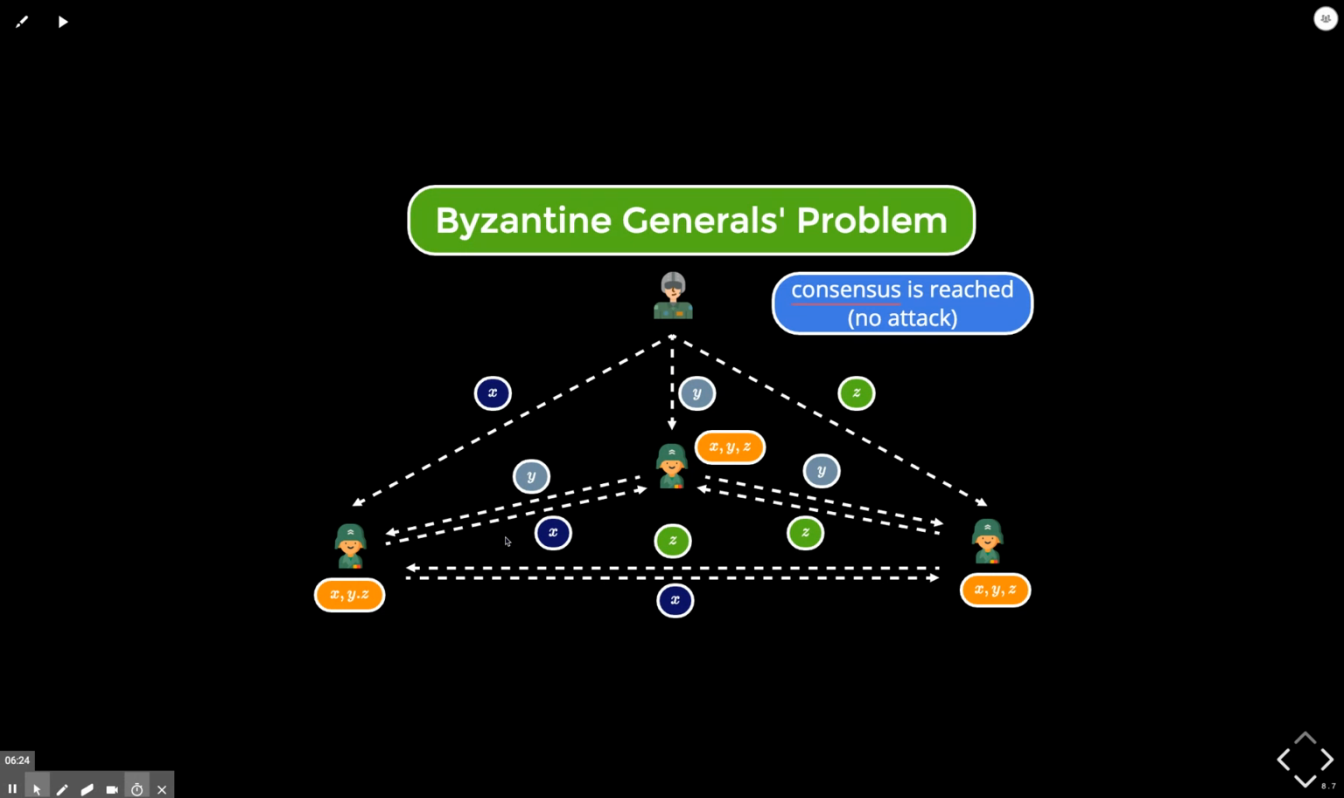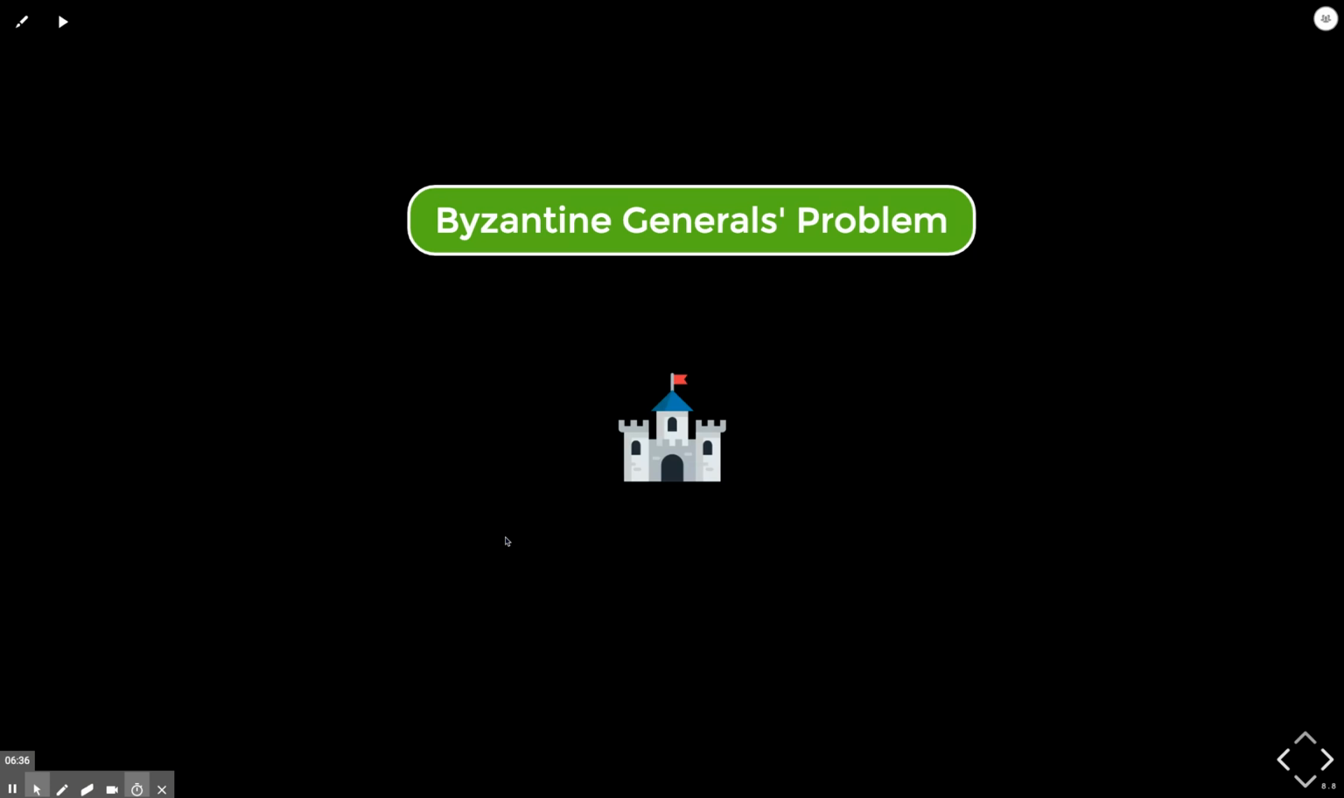The important part, as I mentioned earlier, is that they coordinate. It's not important that they do a particular action. They just want to coordinate on an action. So the consensus here is the important part.